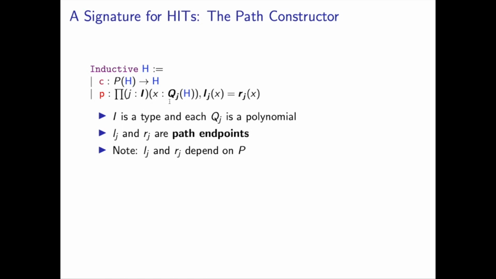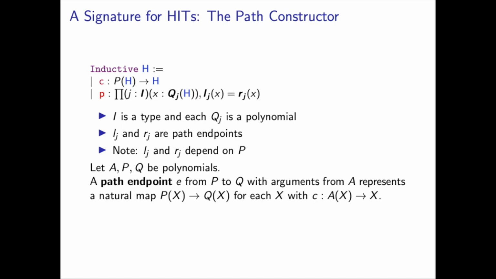This specifies the labels of the path, so the names of each path. Second of all, we have Qj. This is a polynomial which represents the arguments of the equation. Lastly, we have Lj and Rj, which specify the left and the right hand side of the equation. A path endpoint represents a natural transformation between two polynomials which can make use of some constructor. P and Q represent the source and the target of the path endpoint, while A represents the arguments of the constructor it can use.